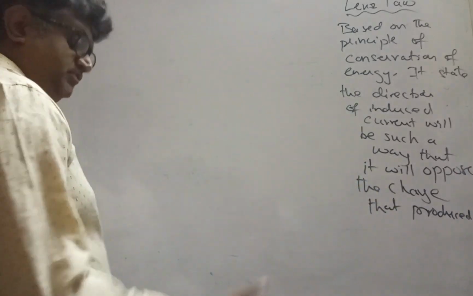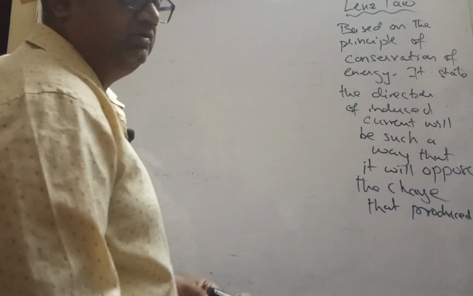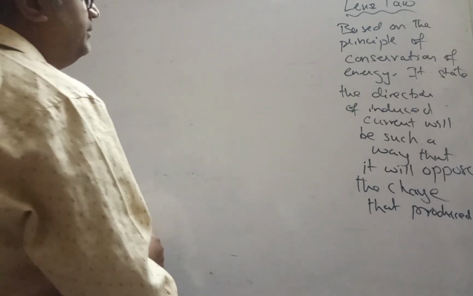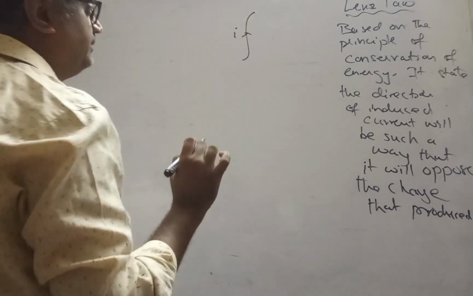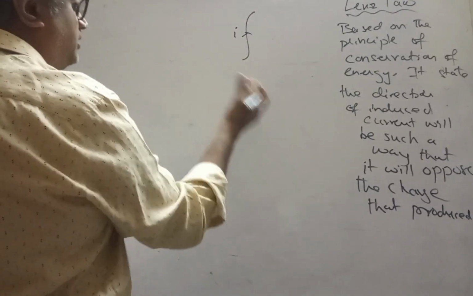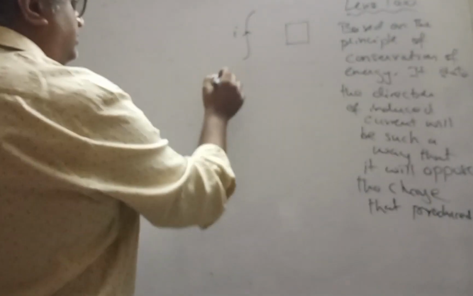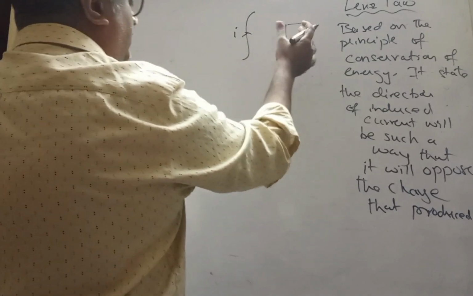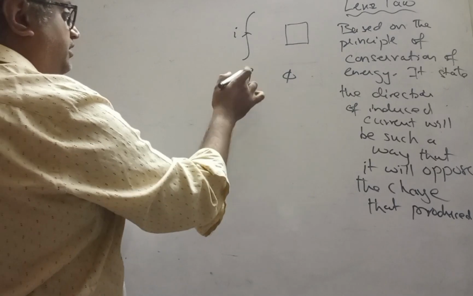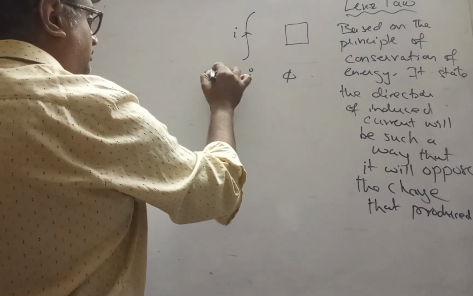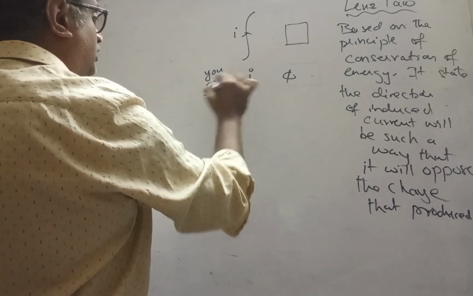Now let me explain this with an example. First of all, we need to understand the basic concept of why induced EMF comes. Suppose you take a current carrying conductor. I will take a coil here, and put a counter for the flux and the current here. This current is what you are supplying, which is in your control.